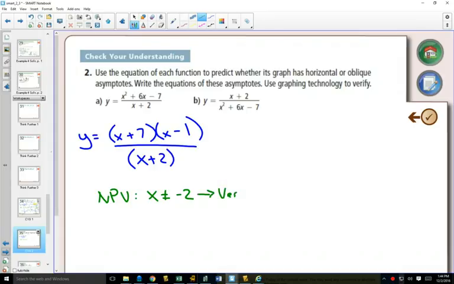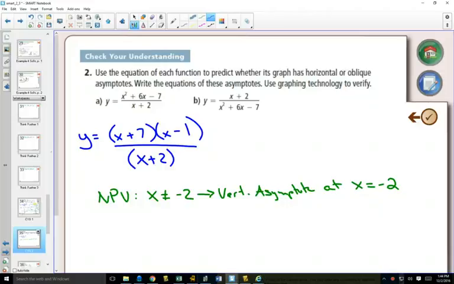It's going to be a vertical asymptote at x equals -2. After figuring out your vertical asymptote, you're going to look at your next asymptotes. Is this graph going to have oblique asymptotes or horizontal asymptotes?